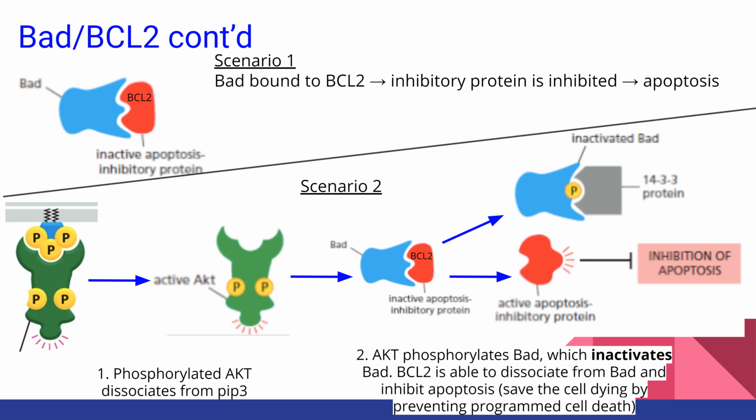AKT comes along, it phosphorylates BAD, which makes it inactive. And then because BAD is inactive, it's unable to bind to BCL2, because you can see in the diagram, inactivated BAD binds to something else. So when BAD is in its phosphorylated state, it can't bind to BCL2, so then BCL2 is able to dissociate from BAD successfully, and BCL2 becomes active, and it can save the cell from dying by preventing programmed cell death.